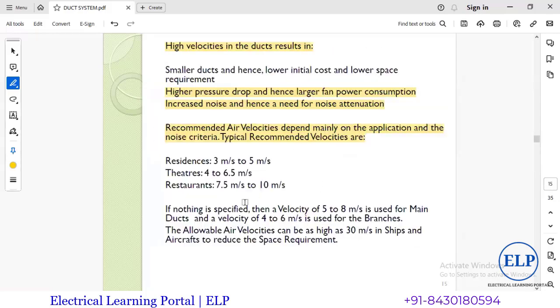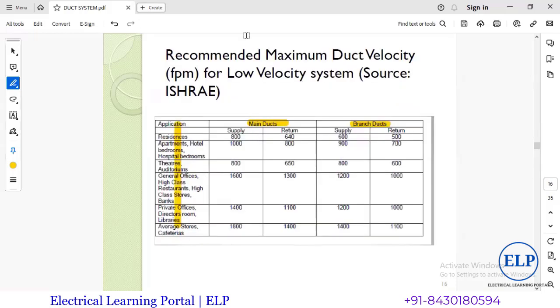And here I have written one point. If nothing is specified, then a velocity of 5 to 8 meters per second is used for the main duct, and a velocity of 4 to 6 meters per second is used for the branch duct. So these values you can follow here. Velocity is already given as per ISHRAE or the CIBSE guide. The only thing you need to do is calculate the duct sizing.